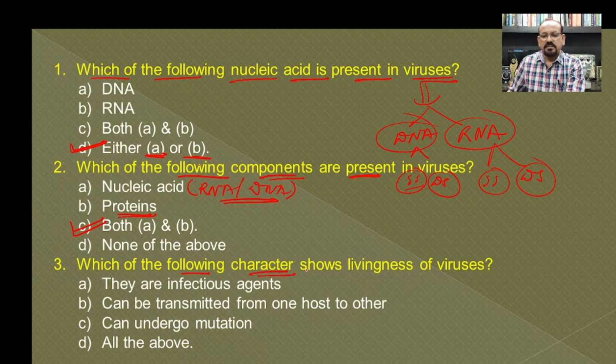Then which of the following character shows the livingness of the viruses? Number one, that they are infectious agents, and the infection is carried out by only the living organism. Then second one, can be transmitted from one host to the other, and this is also the characteristic feature of the living organism. Again, can undergo the mutation. Mutation is nothing but the sudden heritable change in the genome of the organism, and this is also possible in the viruses, and which is the characteristic feature of the living organism. It means that all these three different characteristics which are found in the viruses, they show the livingness of the viruses, and hence all the above become the answer for this question.